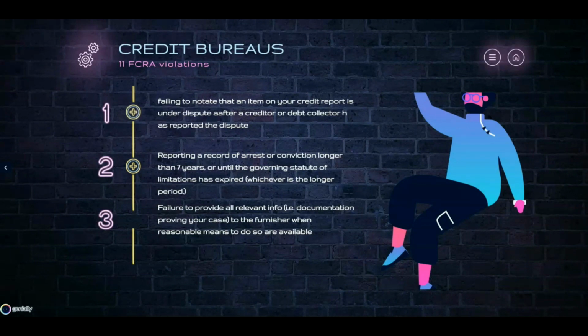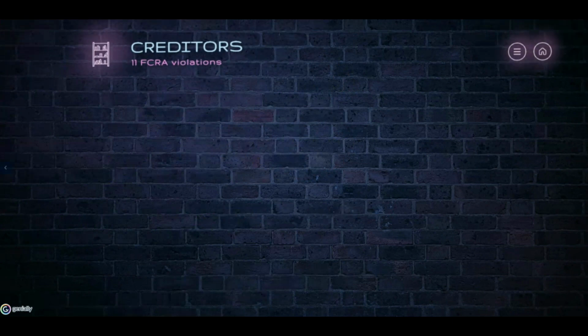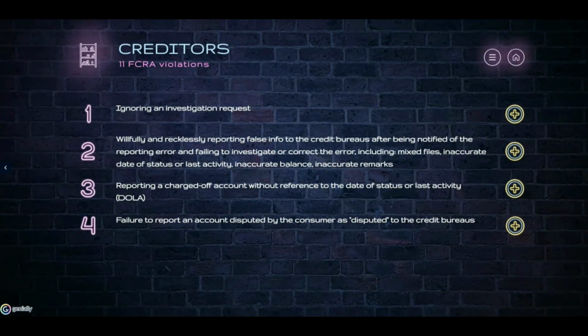Now, let's check out creditor violations, and some of these may look very familiar. All right. Ignoring an investigation request. And here we go again, willfully and recklessly reporting false info to the credit bureaus after being notified of the reporting error and failing to investigate or correct the error. And again, this includes mixed files, inaccurate data status or last activity, inaccurate balance, and inaccurate remarks. Reporting a charge-off account without reference to the date of status or last activity, and failure to report an account disputed by the consumer as disputed to the credit bureaus.